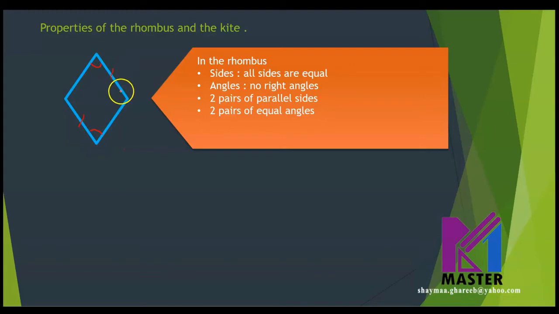What about the other two? This one and this one are opposite to each other, and they are equal in size. So we can say that it has two pairs of equal angles. This is one pair and this is another pair. Lines of symmetry, it has two lines of symmetry. This one and this one.